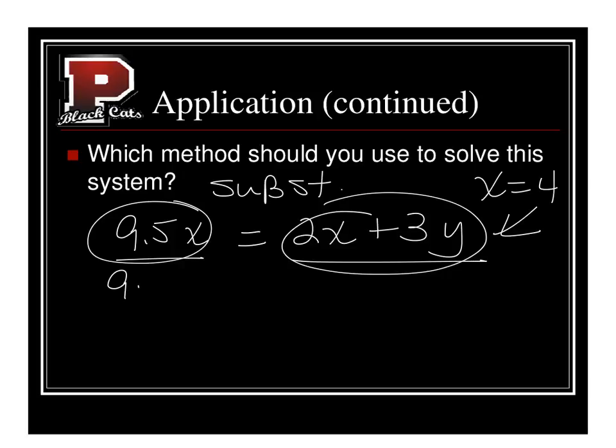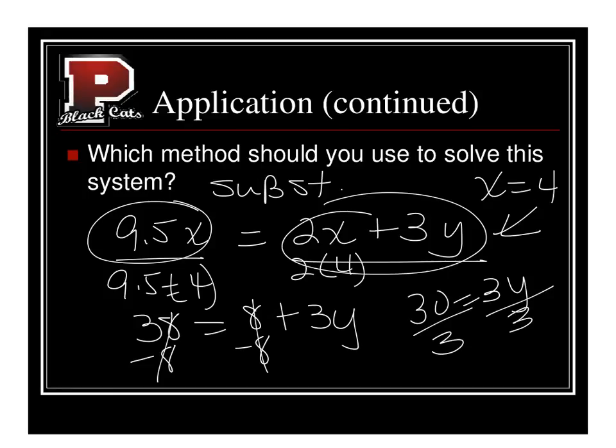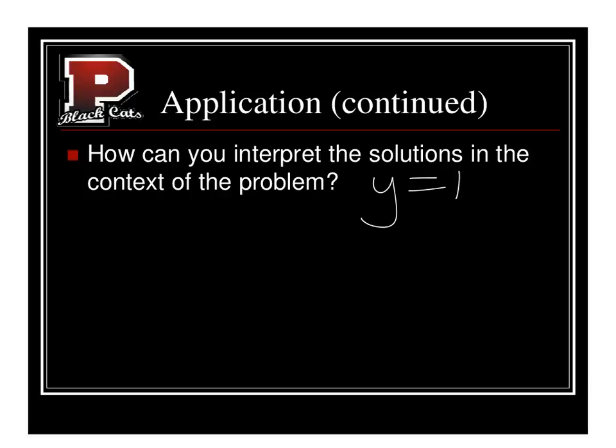So we substitute in the 4 for the x. So 9.5 times 4 is 38. And 2 times 4 is 8 plus 3y. And if we solve this equation for y, we get 30 equals 3y, so divide by 3 to get rid of the 3 because that's multiplication. So my y equals 10. So my answer was y equals 10.